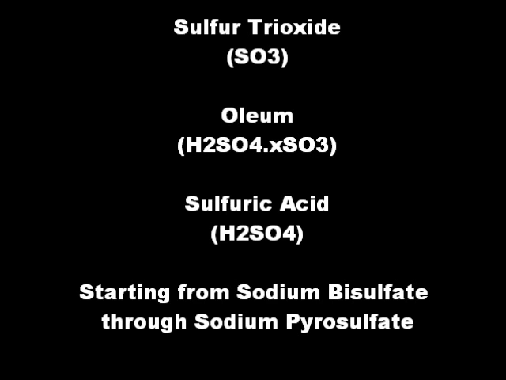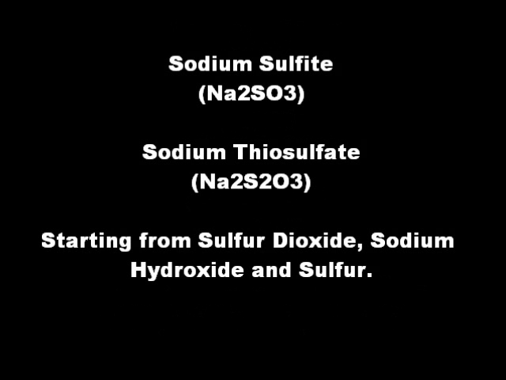I'm going to start from sodium bisulfite, which is pool pH minus, a pH lowering agent, and I'm going from that to sodium sulfite and sodium thiosulfate by the sulfur dioxide and sodium hydroxide method, and the sodium sulfite with some elemental sulfur to make sodium thiosulfate.